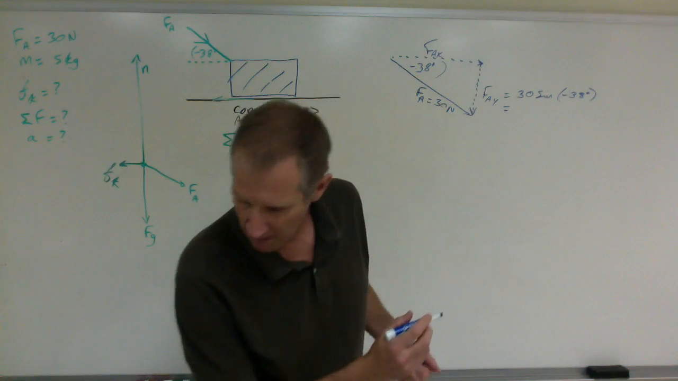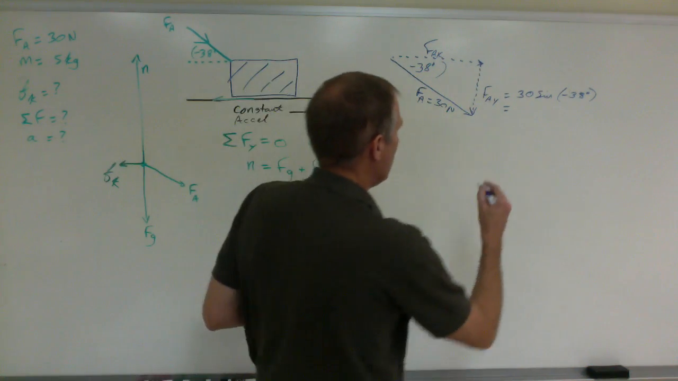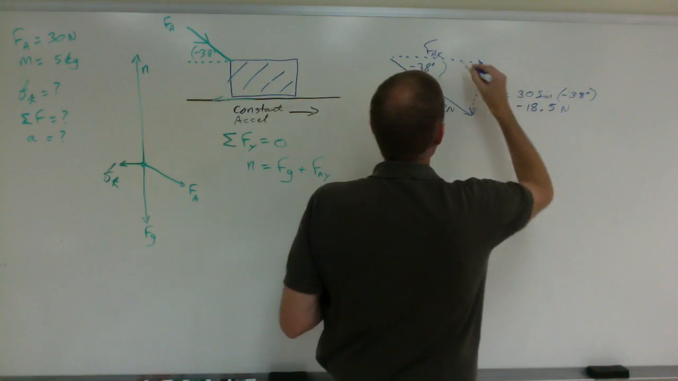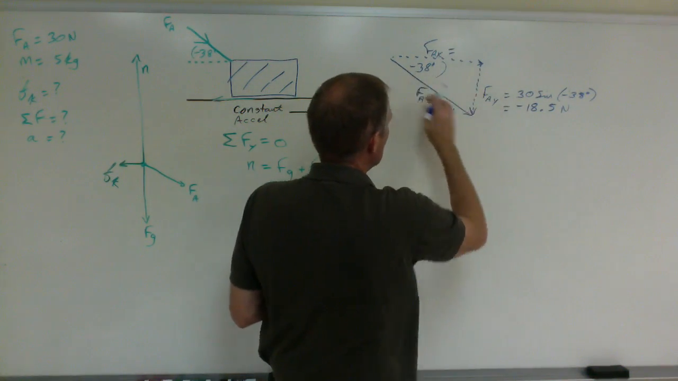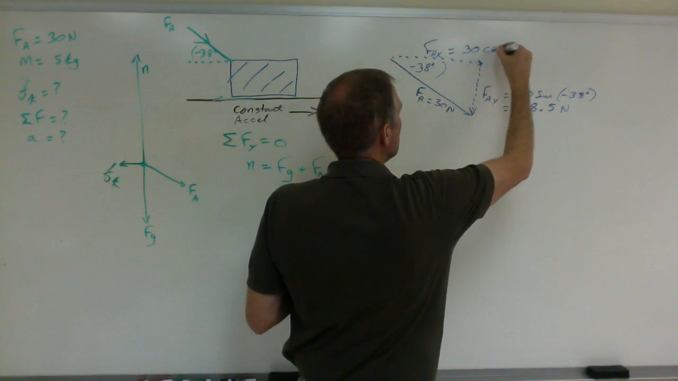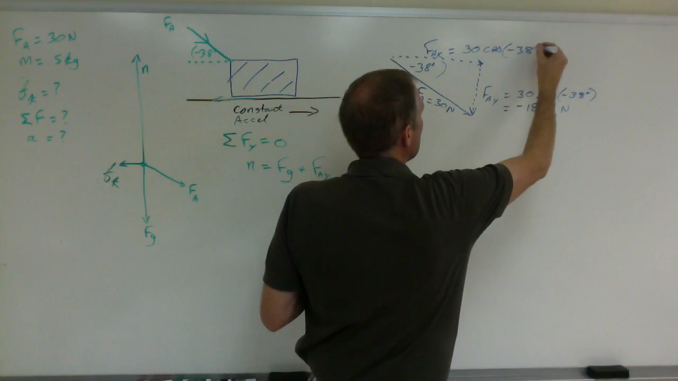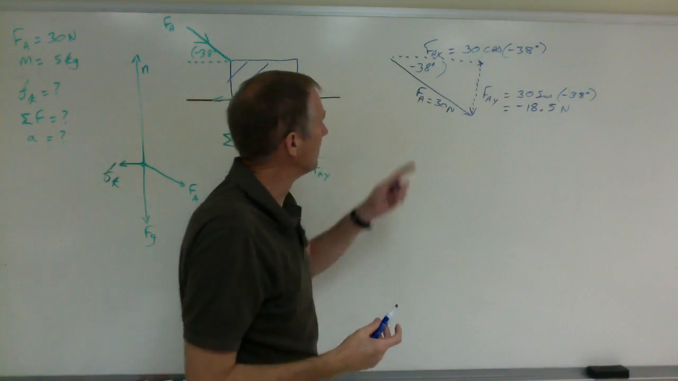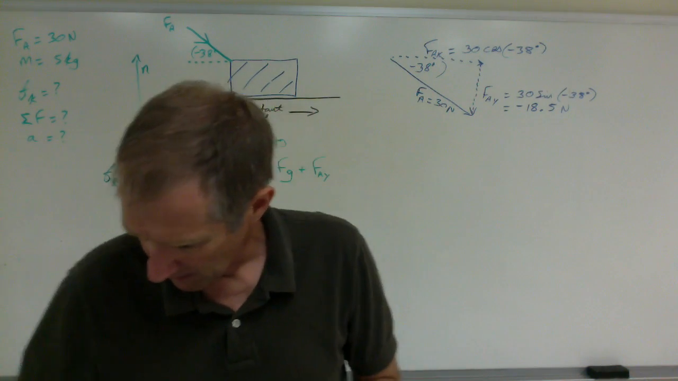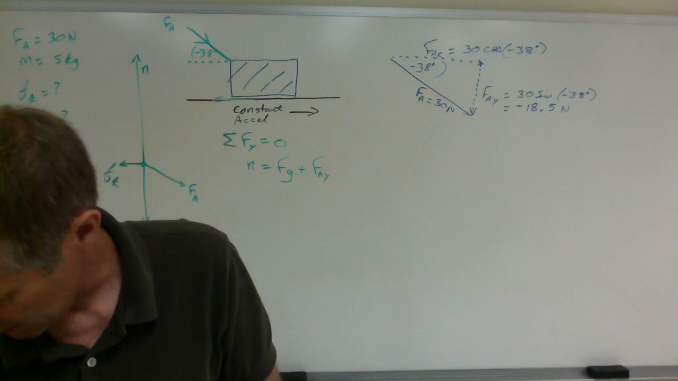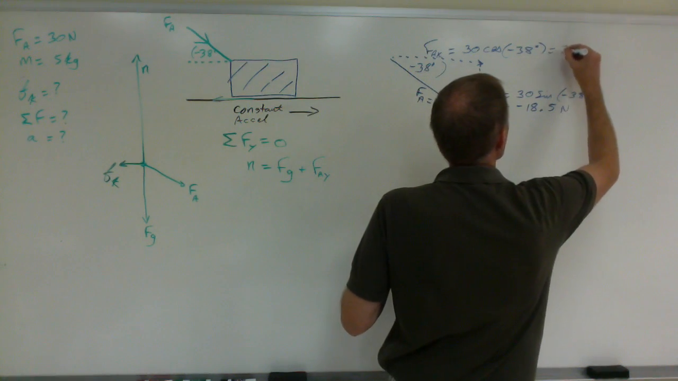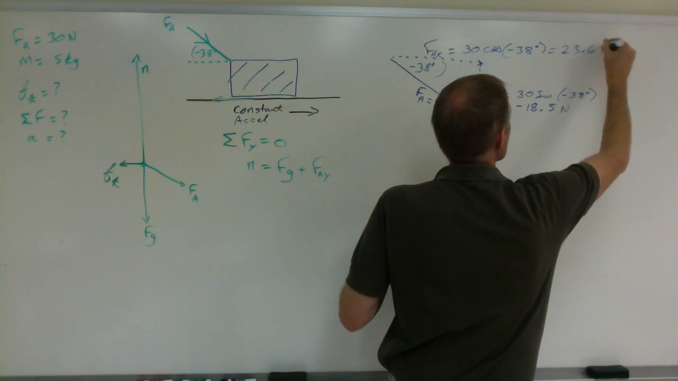So that came out to be negative 18.5 newtons. I also calculated FAX. That's going to be the hypotenuse of 30 times the cosine of negative 38. And if you put positive 38 in there, the cosine of negative 38 and positive 38 are the same number. So that came out to be, let me see if I can find it, 23.6 newtons. Okay.